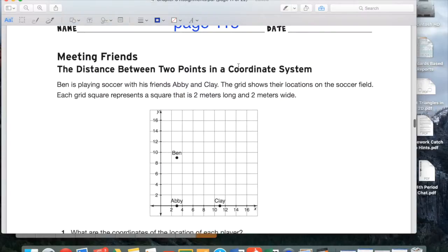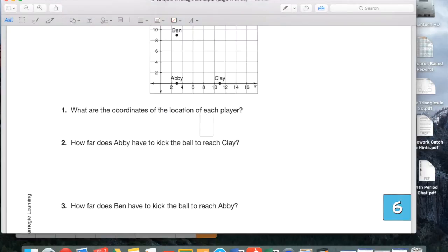Ben is playing soccer with his friends Abby and Clay. The grid shows their locations on the soccer field. Each grid square represents a square that is 2 meters long and 2 meters wide. What are the coordinates of the location of each player?